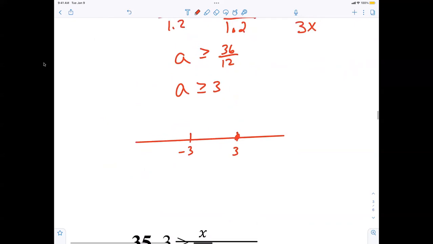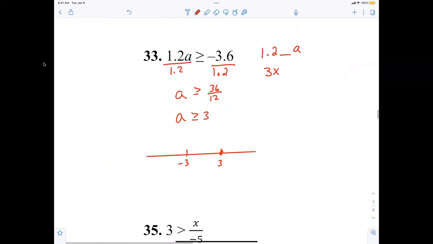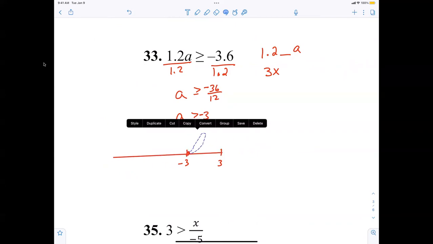On what one? Oh, you're right. No, it was negative. You're right. Hey, listen, you see what I'm saying? All right. Come on. And then you're going in which direction?